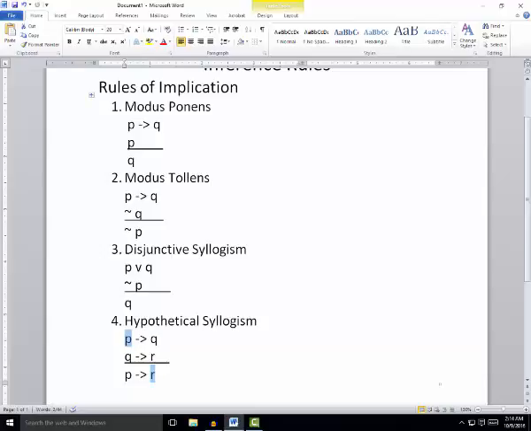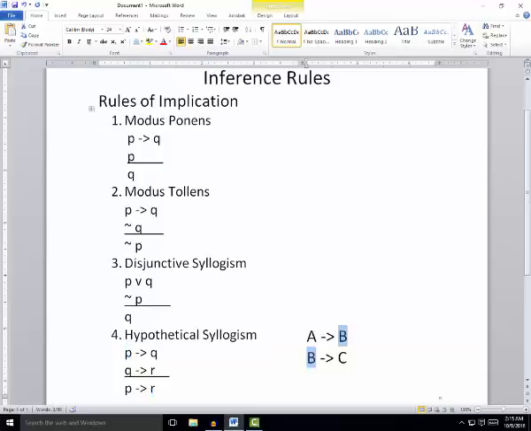So for example, if you start with A implies B, and then you have also B implies C, this is an example of hypothetical syllogism. But if you have those same premises, but in the reverse order, so you have B implies C and then A implies B, that's also hypothetical syllogism.